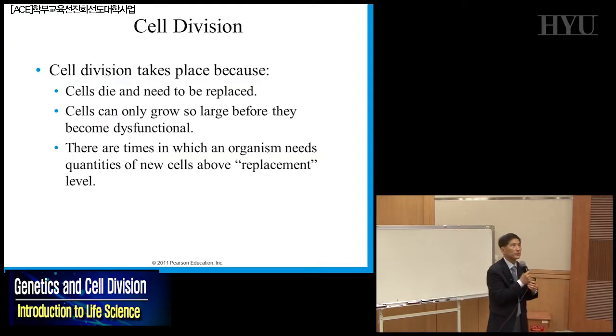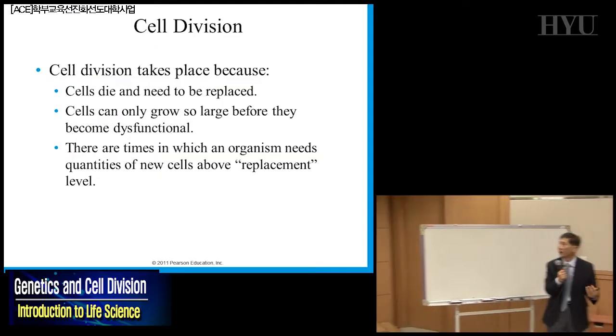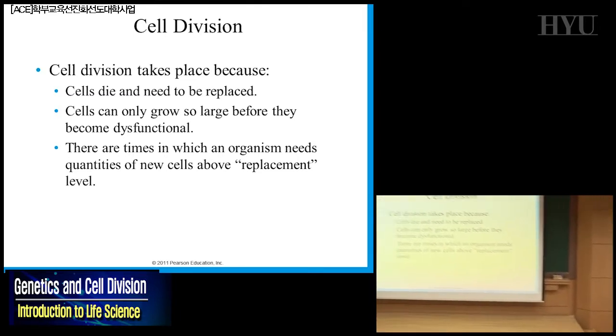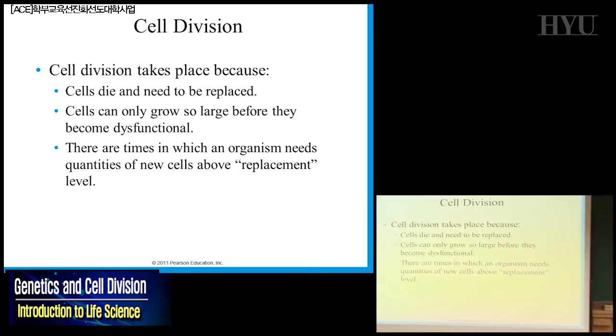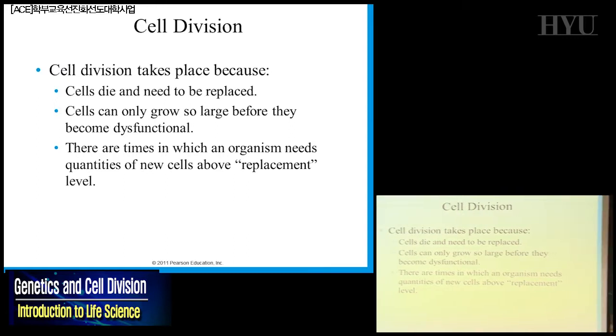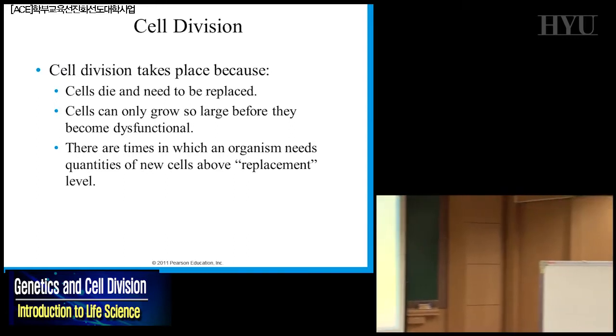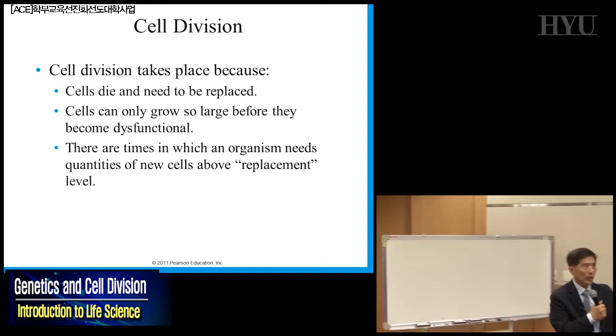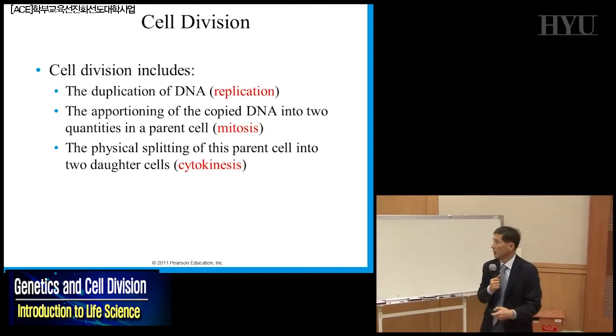So why do we need cells to divide? Some cells die each day, so you need more cells. You need to grow, so you need more cells. The cells have to increase their number. There are times which need a large quantity of new cells, so you have to generate some cells. How to generate?